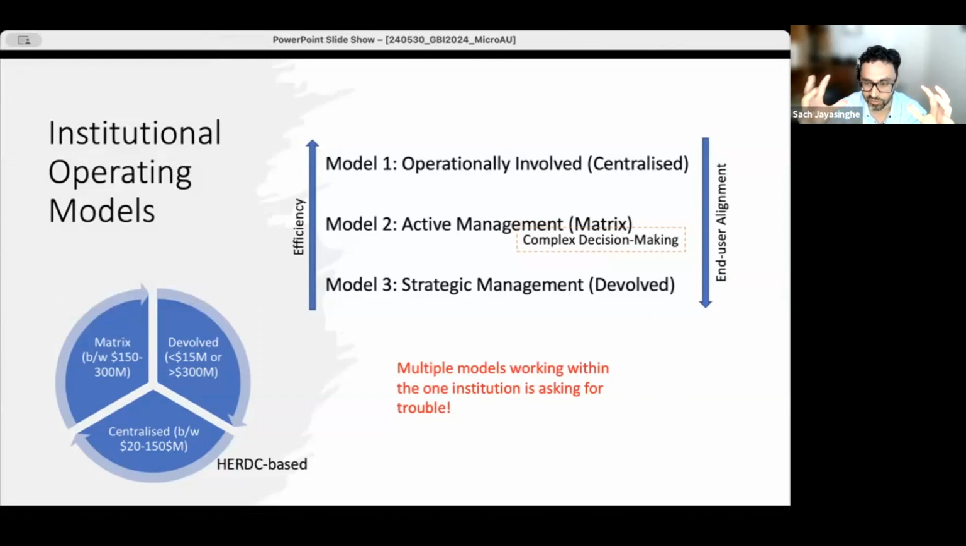There's what's called a centralized model. What that means is, if you like, the chancellery controls a lot more. In an infrastructure context, it's often the vice president of research or the DVC of research who drives that mandate of research infrastructure. An active management or matrix model is somewhere in between, where you have some oversight from the center and some investment into core facilities, but they may ask an institute or a center or a faculty or a school to actually do the day-to-day operations of a facility.